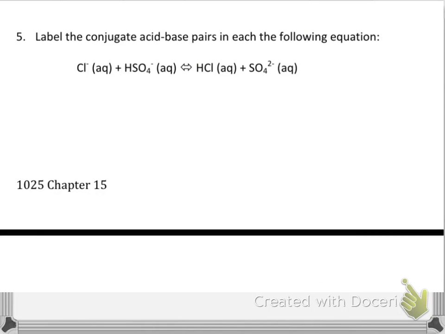So let's look back at question number 5, which has us label the conjugate acid-base pairs. So in questions 2 and 3, we were given acids and bases and asked to predict what they would look like. In question number 5, we're given a reaction, an acid-base reaction, and this acid-base reaction is from the Bronsted-Lowry definition.